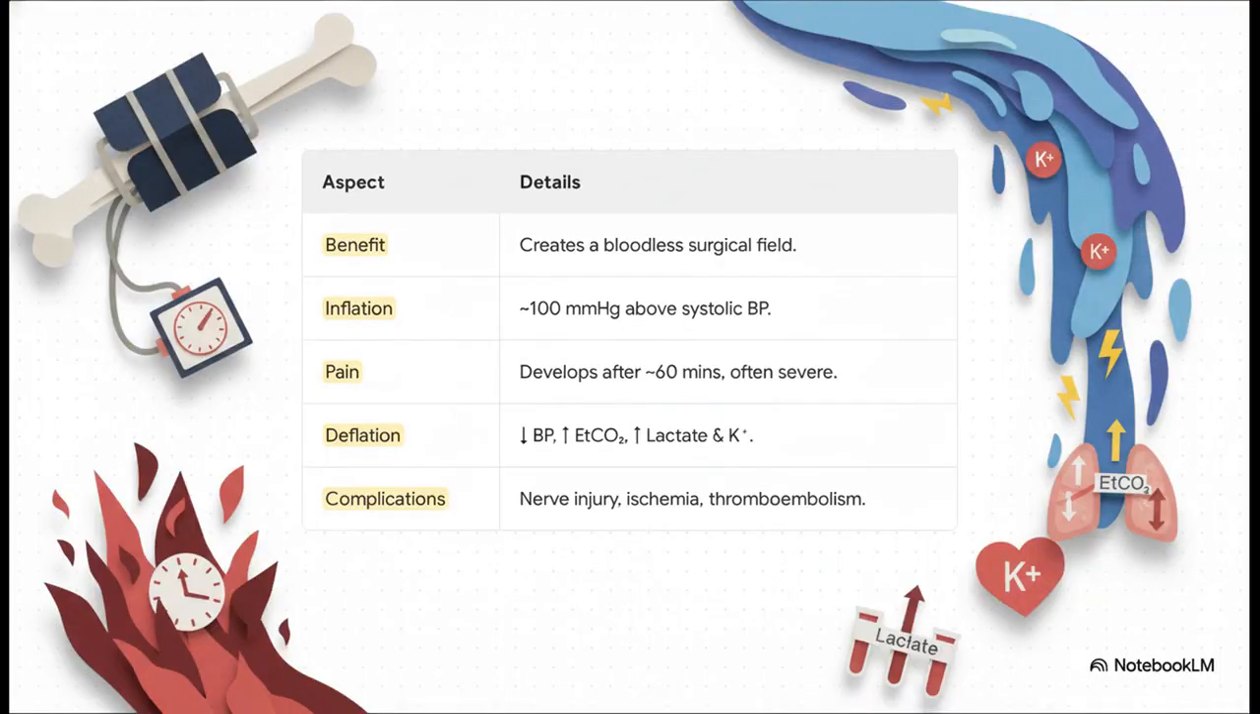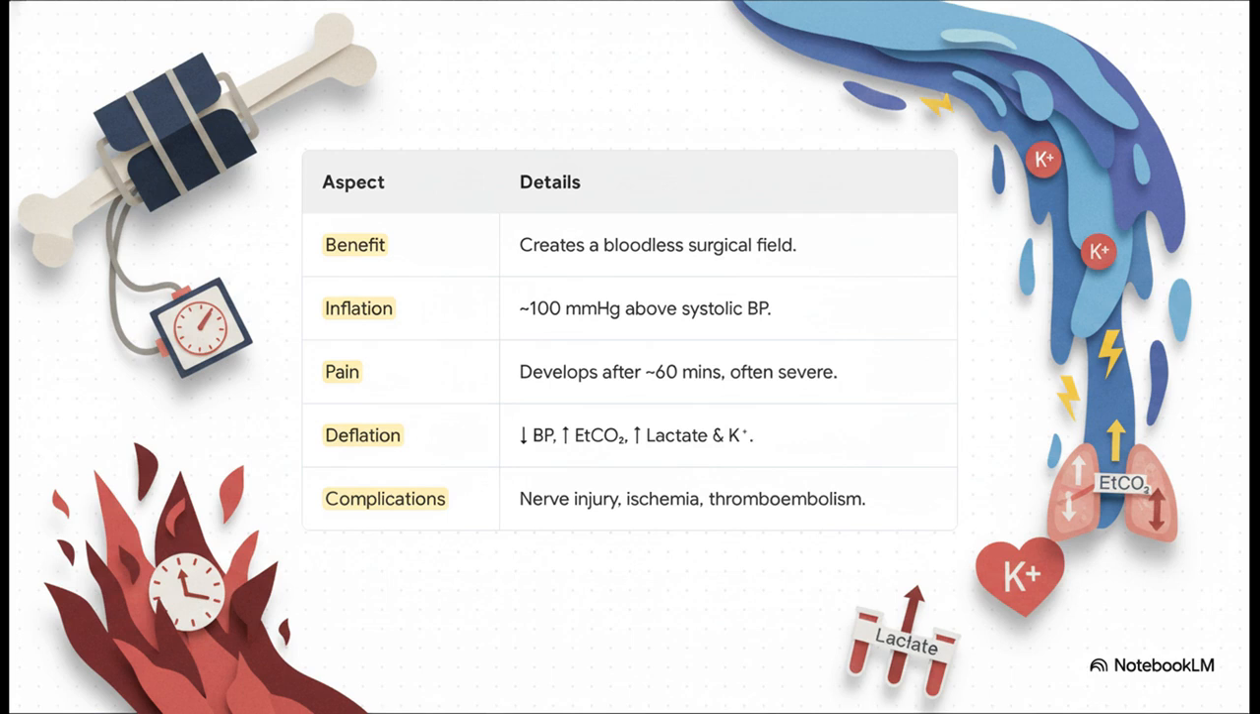Okay, let's move on to our second common challenge: the pneumatic tourniquet. The benefit is completely obvious. It gives the surgeon a beautifully clean, bloodless field to work in. But for us, it introduces a whole host of physiological problems. Tourniquet pain is a fascinating thing. It's this deep, aching pain that's mediated by slow C fibers, and it often breaks through an otherwise perfect regional block after about 45 to 60 minutes.